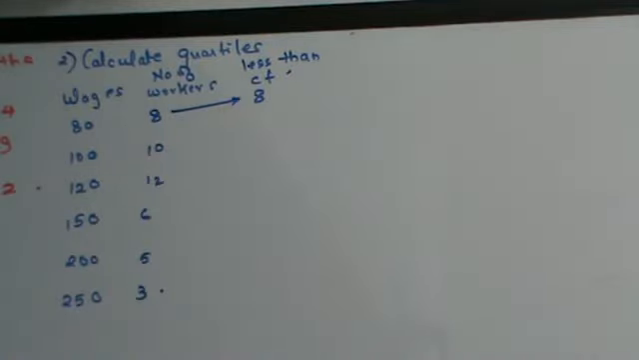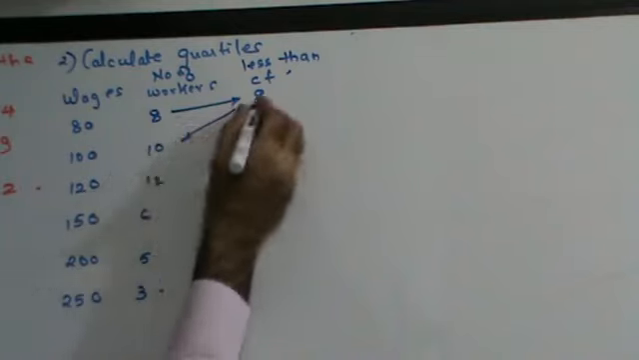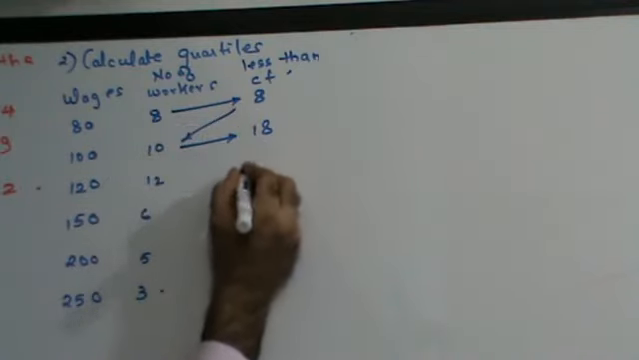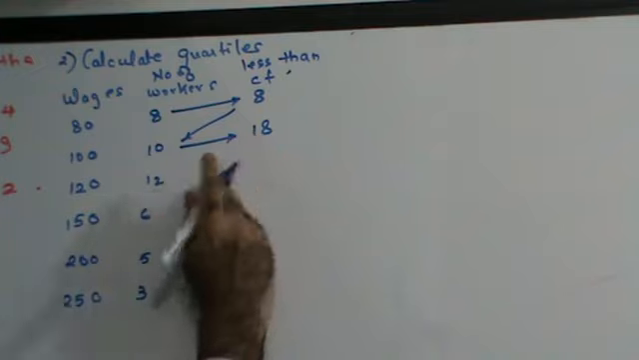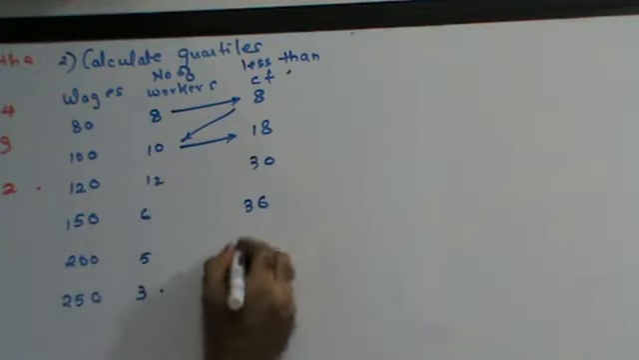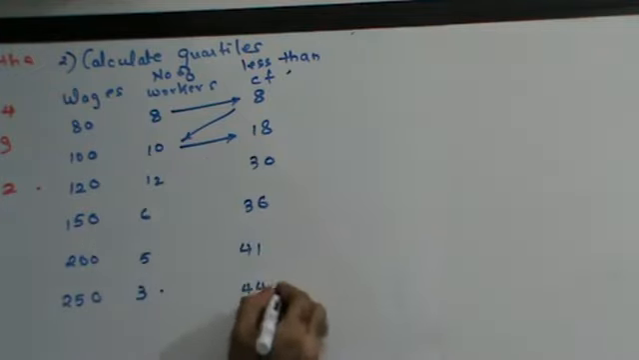How do you find the less than CF? Write the first number here as it is. Add this to the adjoining number. 8 plus 10 is 18, then 30, 30, 36, 41, 44. The last number here is called n.